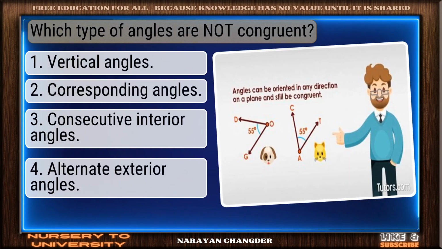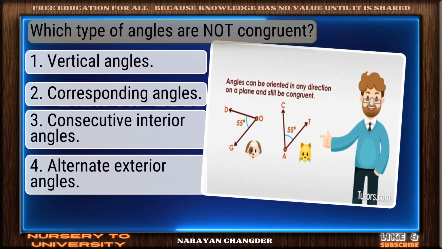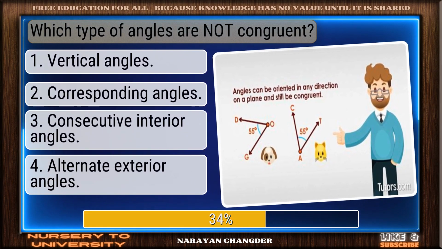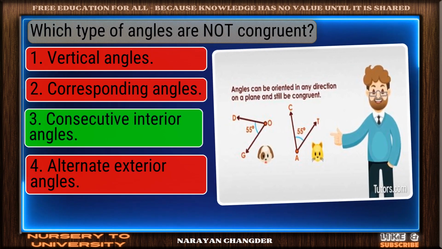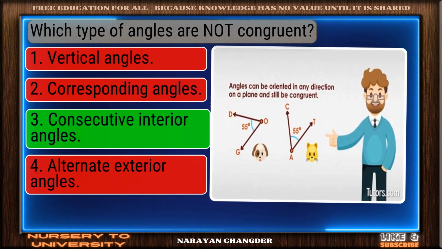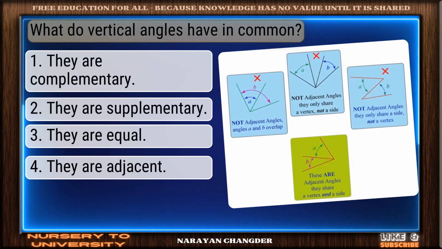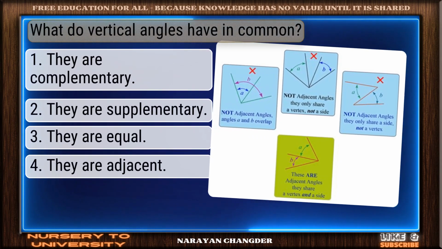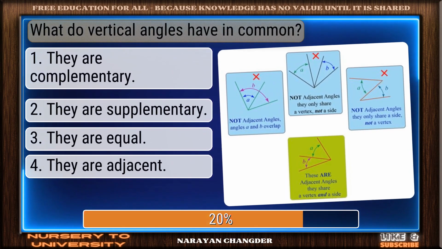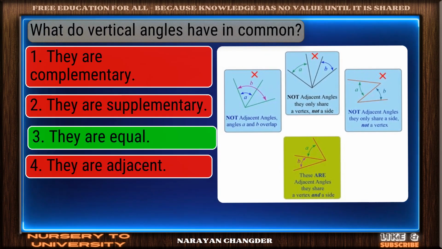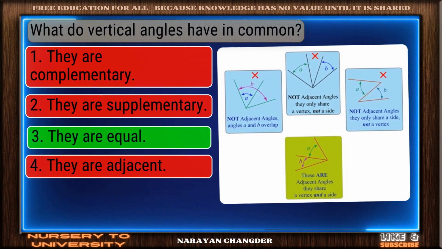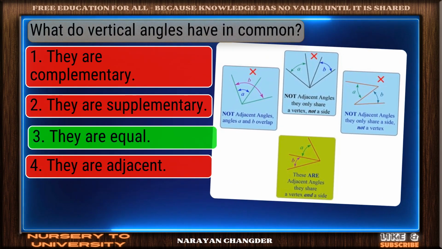Question number 239. Which type of angles are not congruent? Solid response. Consecutive interior angles is a valid choice. Question number 240. What do vertical angles have in common? You got it. Your choice, they are equal, is right.